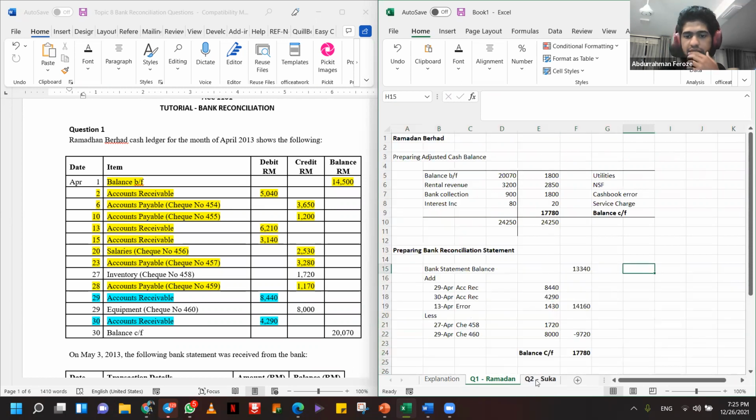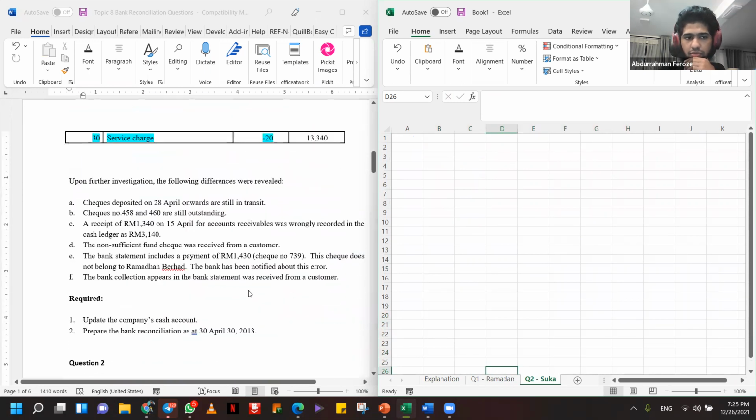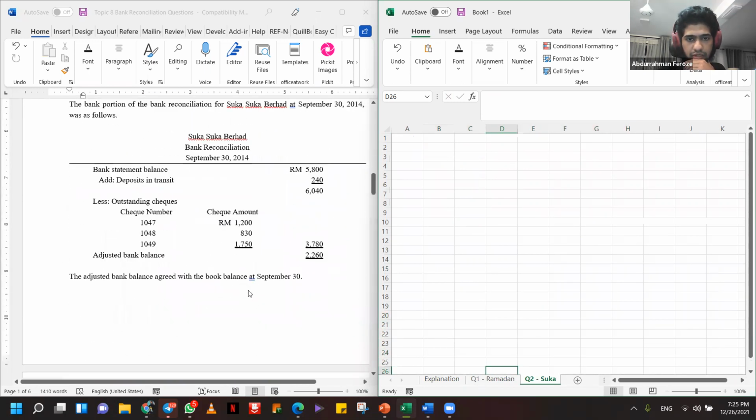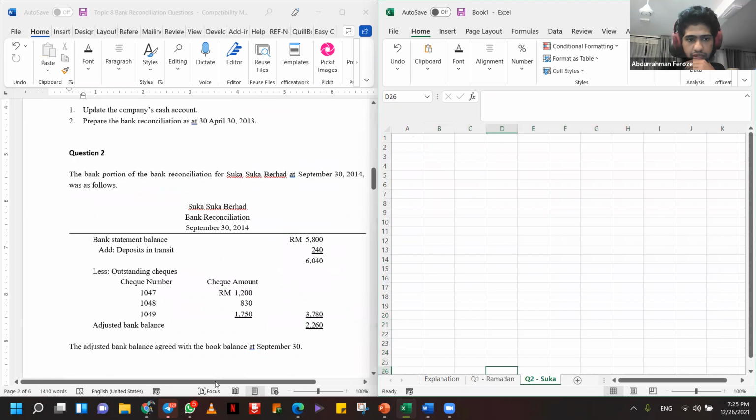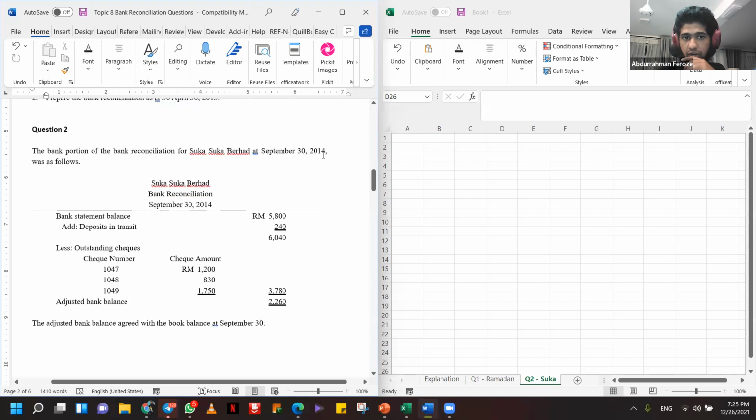Okay. So that is question one, right? So let's do question two. Question two: the bank portion of the bank reconciliation for Suka Berhad at September 30, 2014 is as follows. Bank statement balance. Okay, this is the transits.